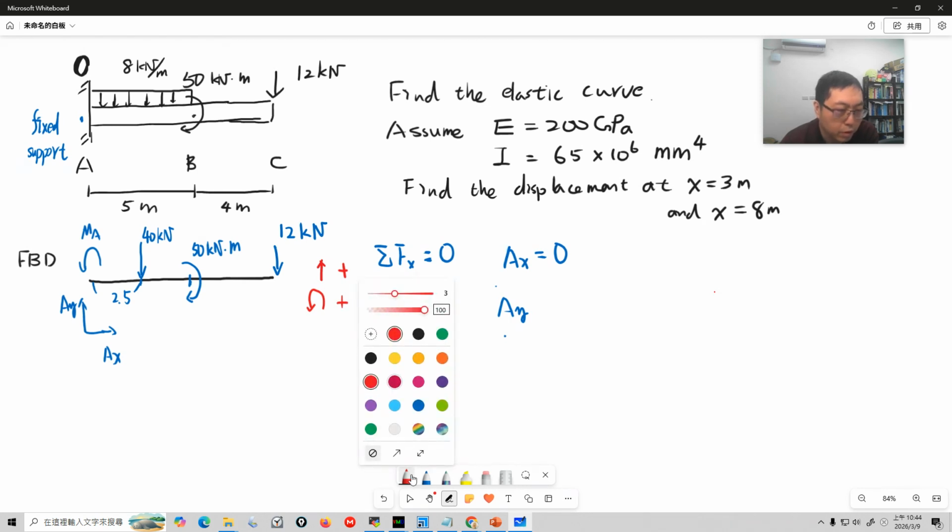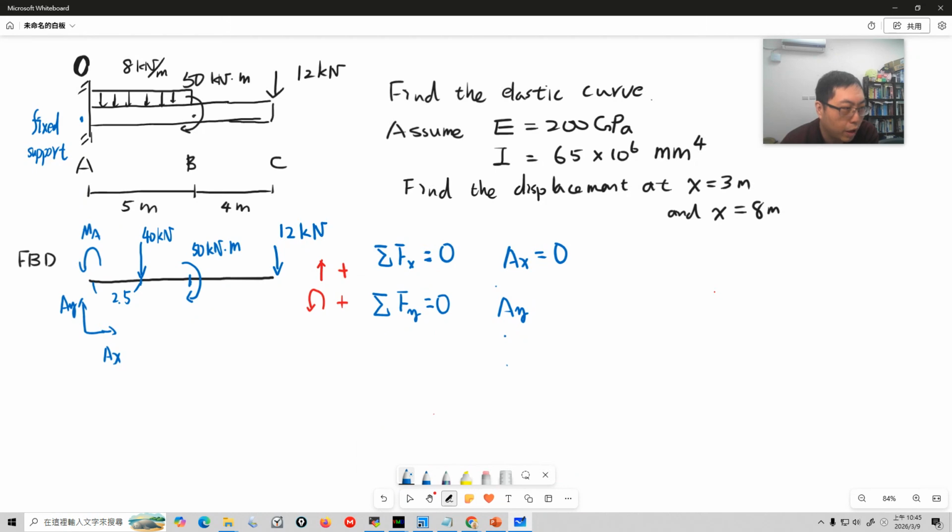So AY here, and here is 40 kilonewton, but it points down, so it's minus 40. Don't forget the units, kilonewton. This moment we just ignore right now, and there's 12 kilonewton at the end, so minus 12. It points down, so it's negative. So we have AY equal to 52 kilonewton.